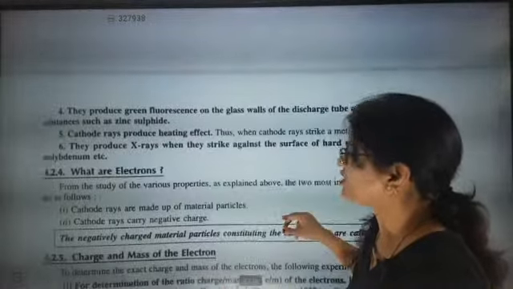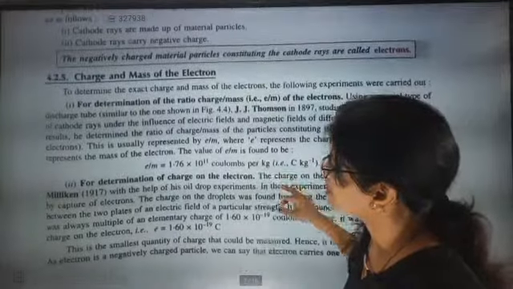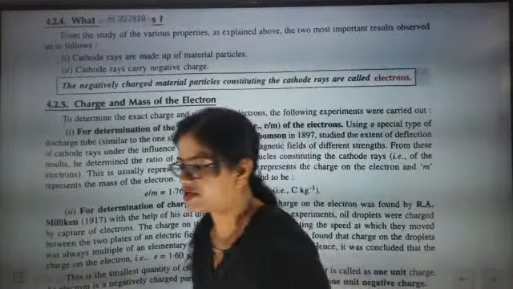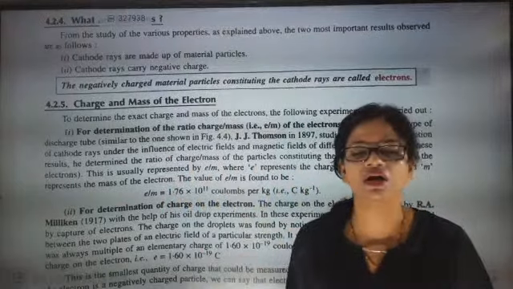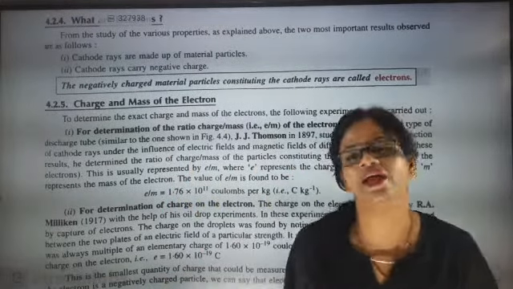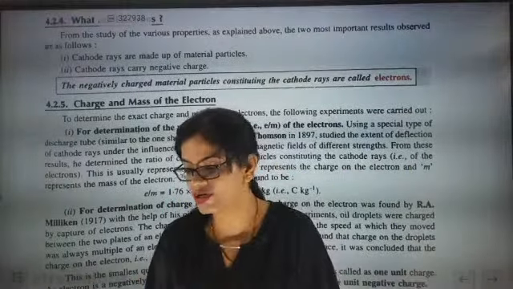Here, one last part we have not discussed, because now the charge and mass of the electron is very, very important. What is an electron, what is the charge and mass of the electron, and how charge by mass has been derived. That is another important point to discuss. Fine.